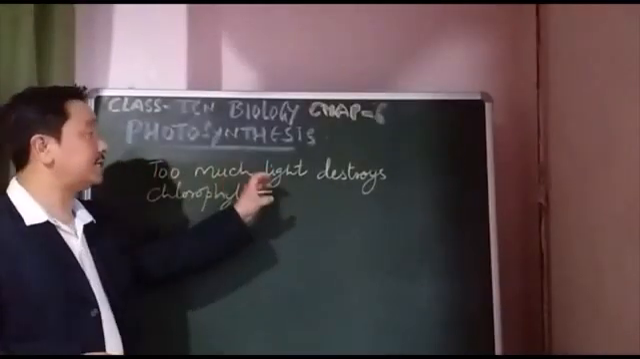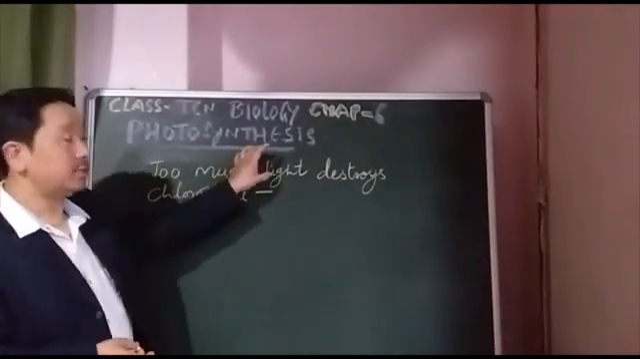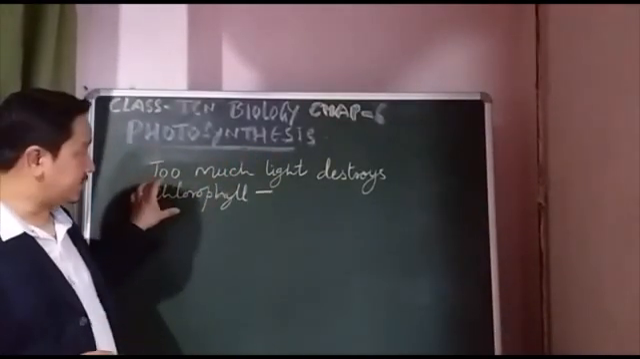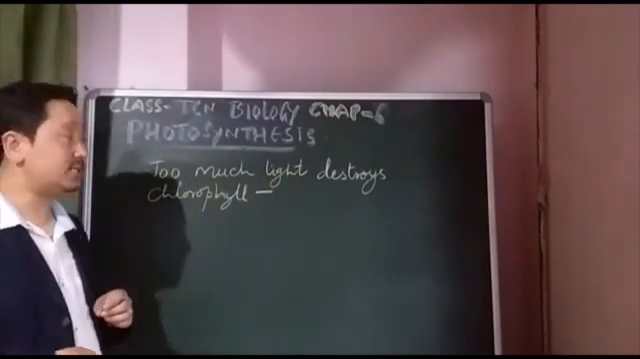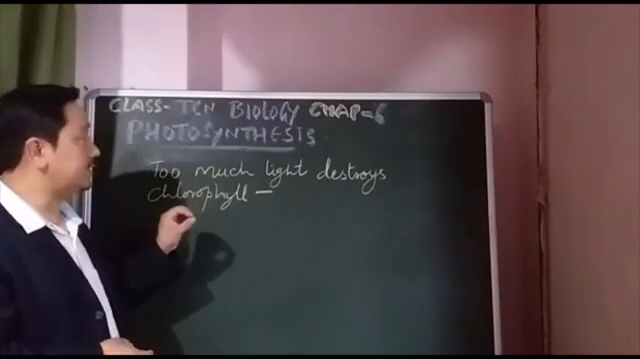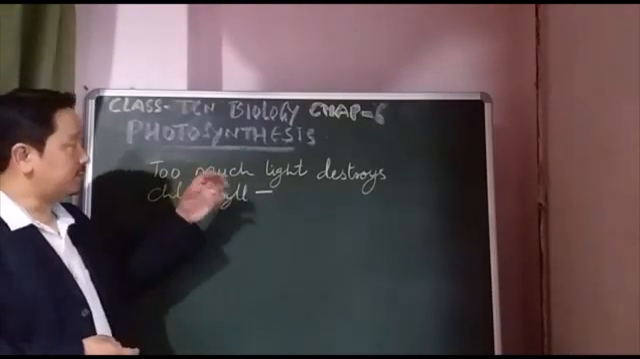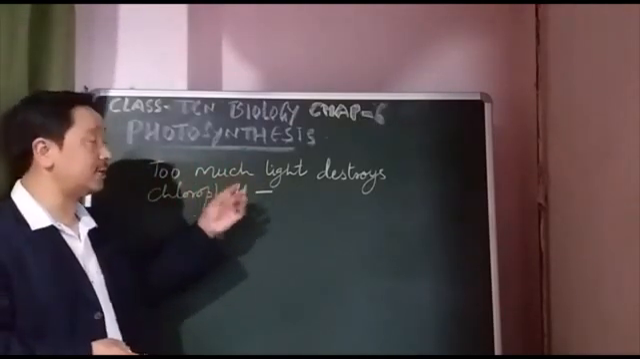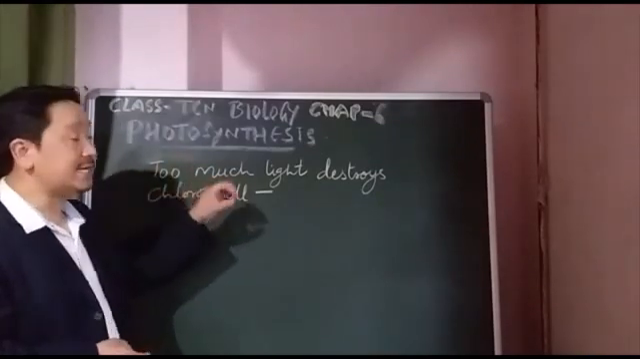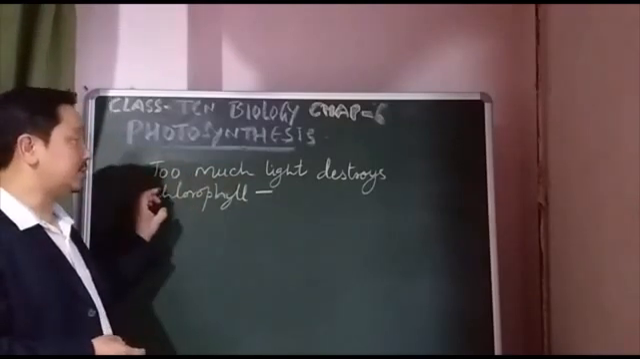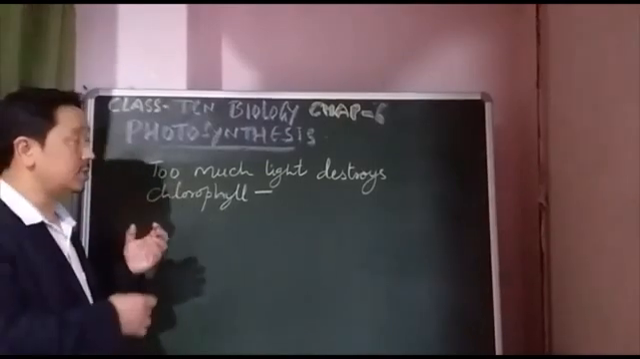Too much light destroys chlorophyll. We know how important light is for the activation of chlorophyll and also for the formation of new chlorophyll. But we should know that the intensity of light is very important. If the intensity of light is more than the plant needs, then it will hamper the plant. If the light is in excess, then it will destroy the chlorophyll.